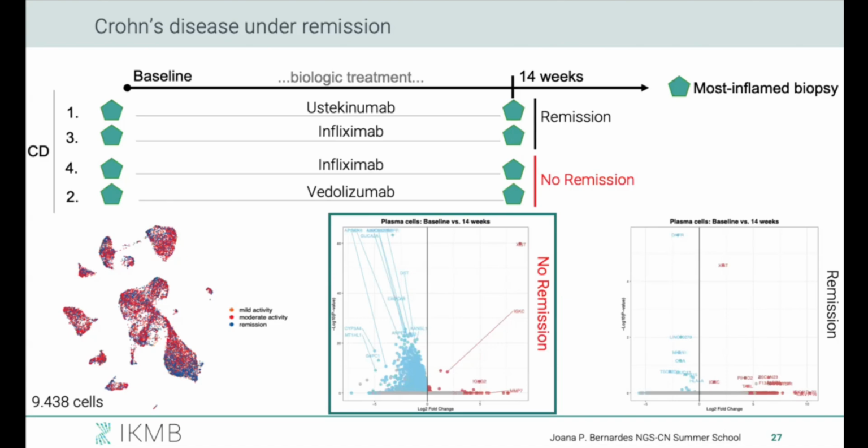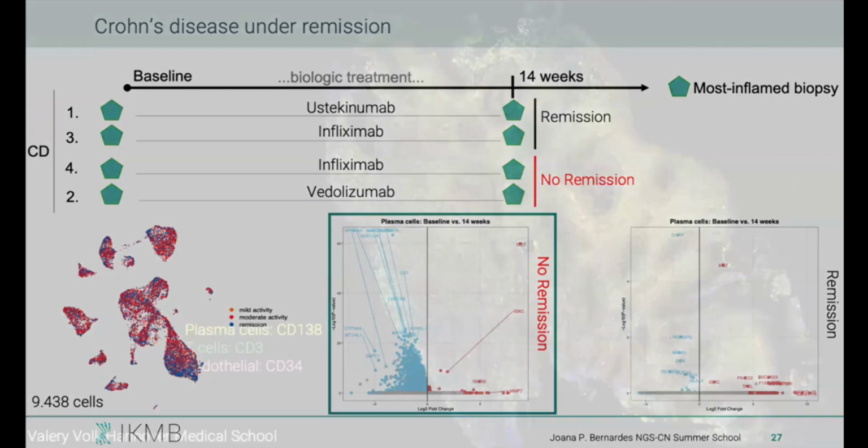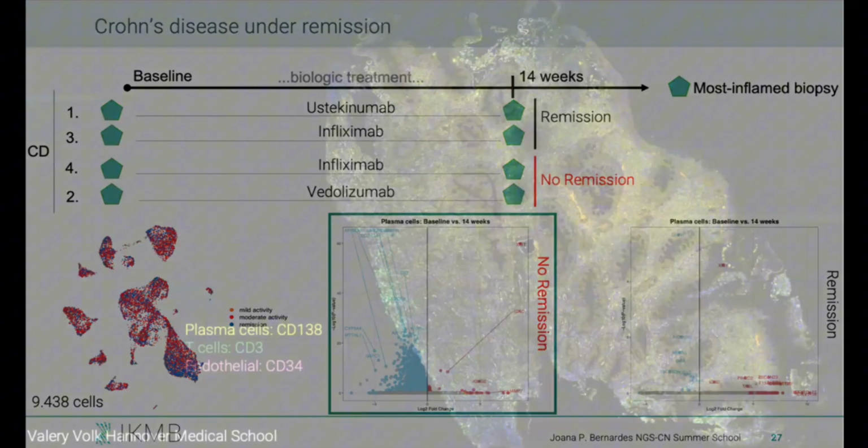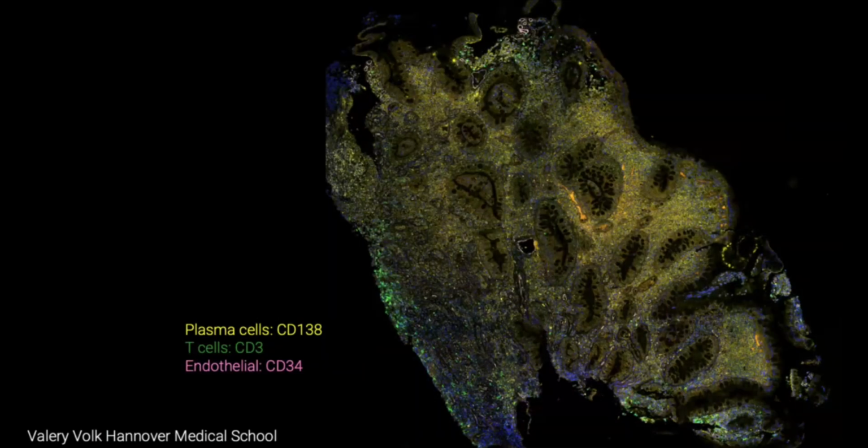And what we are doing now, working together with colleagues from the Fraunhofer Institute in Hanover, is trying to validate some of these genes that we find, particularly in the plasma cells. This is an image of a multiplex immunohistochemistry cut of the intestinal epithelium, and they can do this for many more samples than we can process with single cell. So we are trying to validate this.